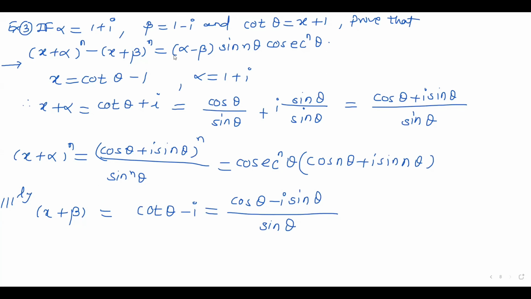So raised to n करेंगे तो क्या हो जाएगा, x plus beta raised to n is equal to 1 upon sin raised to n, that is cosec raised to n theta, into cos of n theta minus i into sin of n theta, right? Now we have to subtract them according to the question. We have to subtract them. So we have, continuing on next page, x plus alpha raised to n minus x plus beta raised to n.